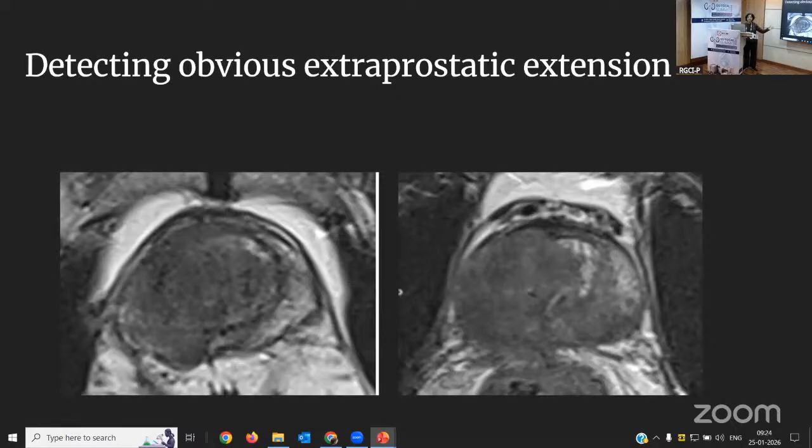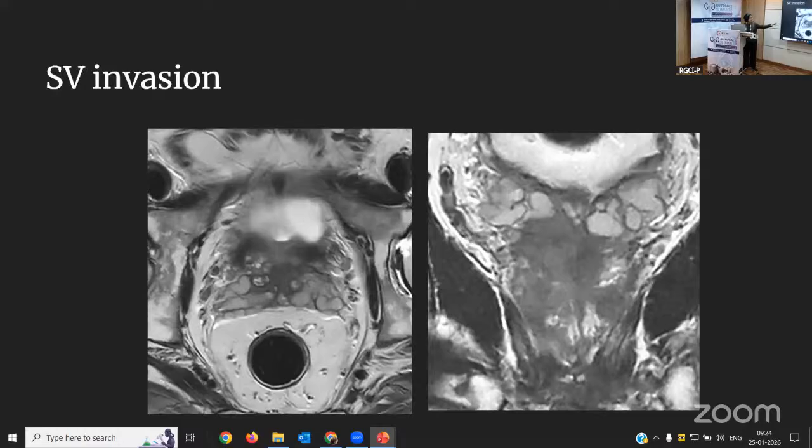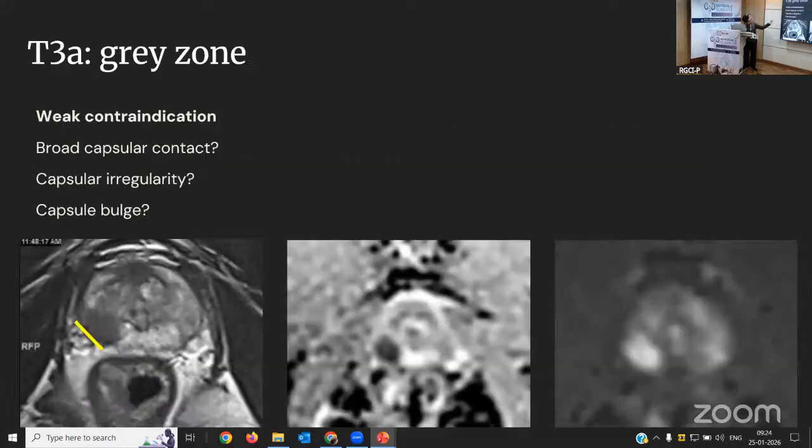If there is obvious disease outside the prostate, then MR is really good. So here, this is very obvious extra prostatic extension. Now, these are big lesions, definitely not candidates for focal therapy, but we are good at this. And also we are good at seminal vesicle invasion. But this is a challenge.